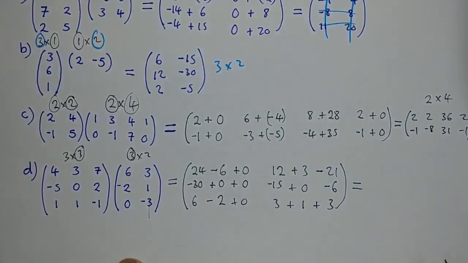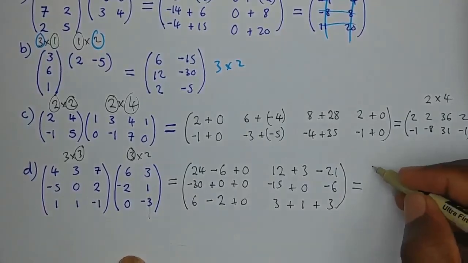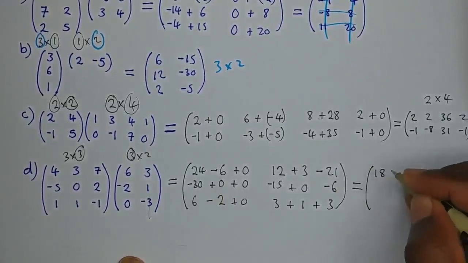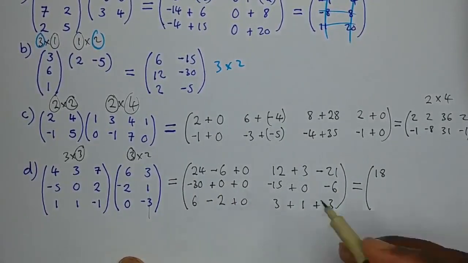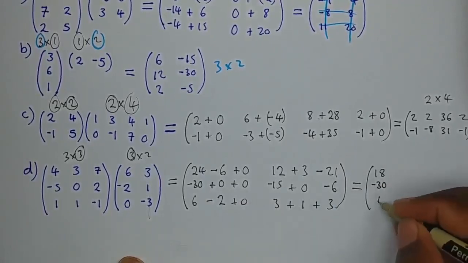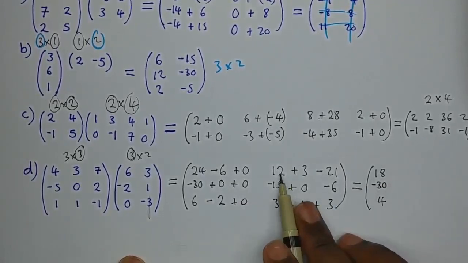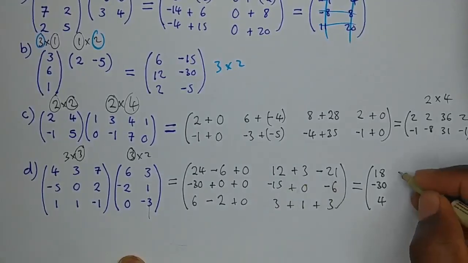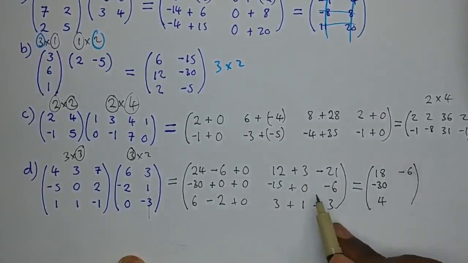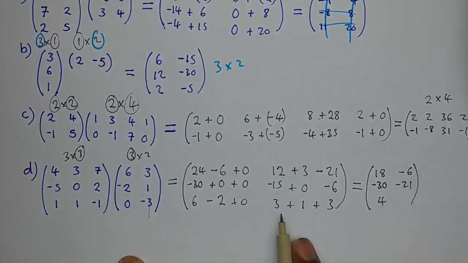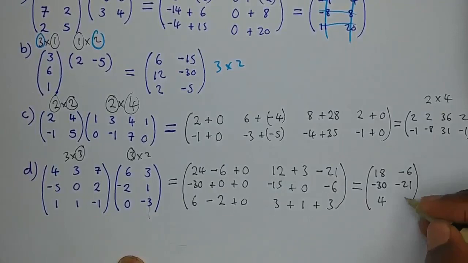Okay, then from there, let's just add the corresponding values. 24 minus 6, that will give us 18. 30 plus 0 plus 0 will just remain negative 30, as it is. 6 minus 2, that's a 4. This will give us 15. 15 minus 21 will give us negative 6. Then if we add these 2, we're going to get a negative 21. If we add these 3, we're going to get a 7.